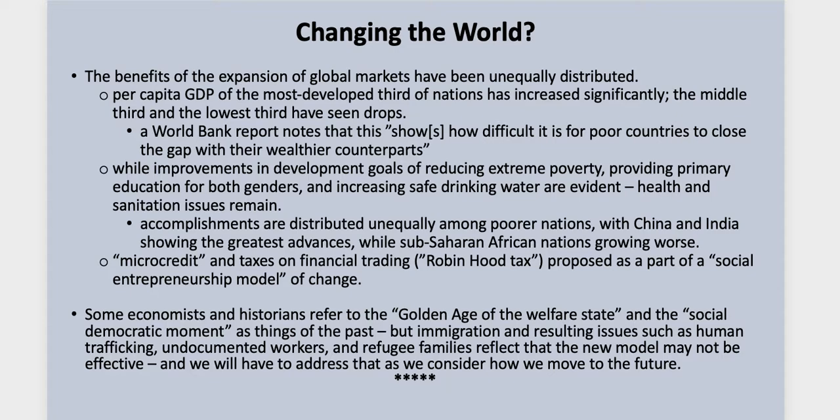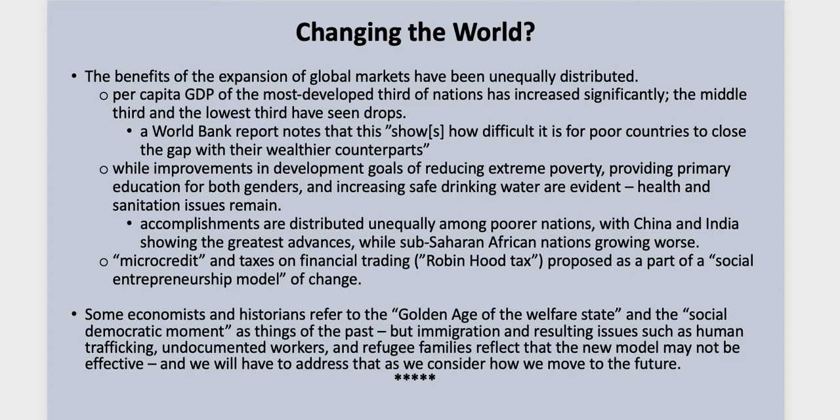The World Bank says that this shows how difficult it is for poor countries to close that gap with their wealthier counterparts. There have been improvements in some of those development goals involving things like extreme poverty, primary education, and safe drinking water, but issues still remain in many nations regarding health and sanitation standards. Even among those poorer nations, these accomplishments are distributed unequally, with China and India showing the greatest advances, but the countries of sub-Saharan Africa are growing worse.